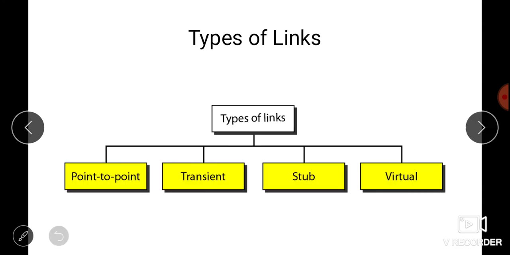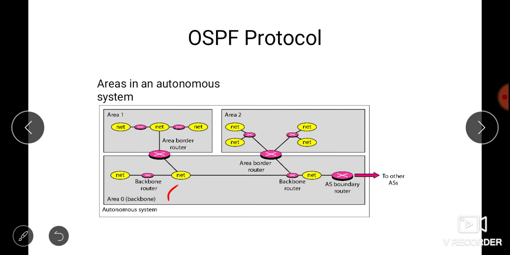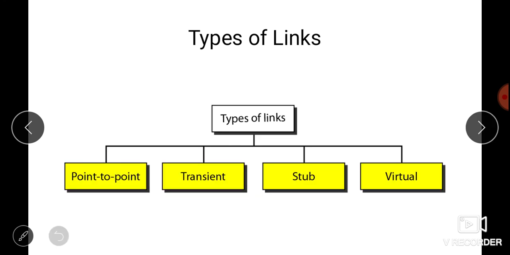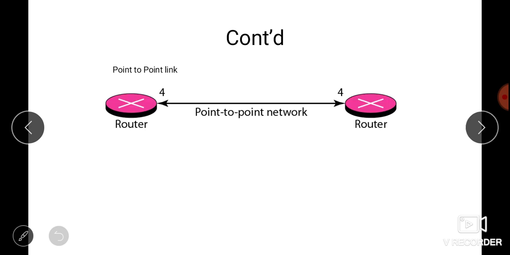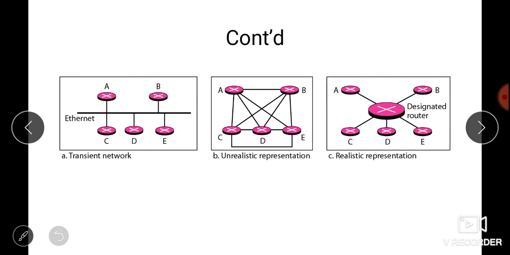Next we have some types of links. The types of links for the OSPF protocol are point to point connection, transient connection, stub, and virtual connection. A point to point link connects two routers without any other host, so it is a direct connection between two routers. A transient connection is a link in a network with several routers attached to it. The data can enter through any of the routers and leave through any router. Okay, so this is the unrealistic representation of a transient network.